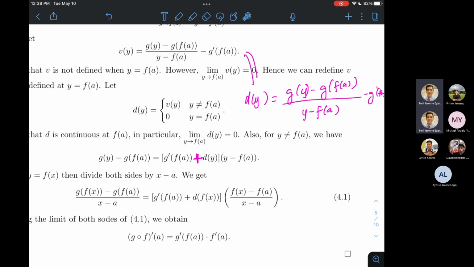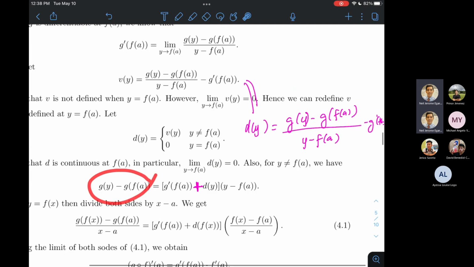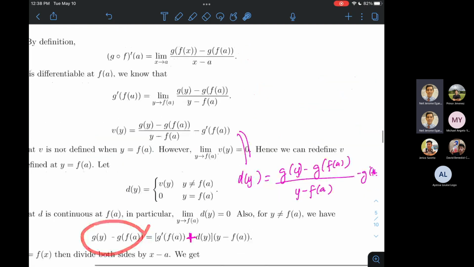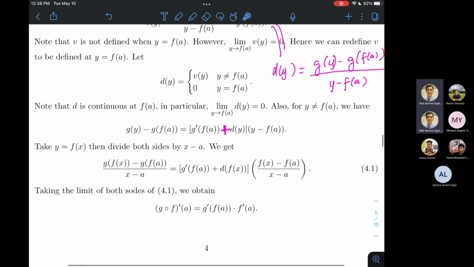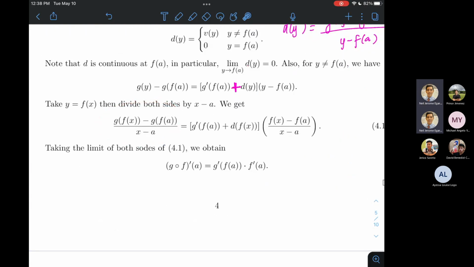Then you multiply both sides by y minus f of a. So we get this isolated on the left side. Okay? Then since I already know this, I know what this looks like. What I will do now is divide this by x minus a. Because remember, that was the problem that I had. I cannot directly take advantage of this to compute this. But now, I know what g of y minus g of f of a looks like. So it will look like this. All it takes is division by x minus a. So that's what I did in this step. I divided both sides by x minus a.